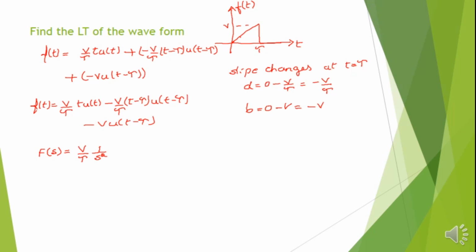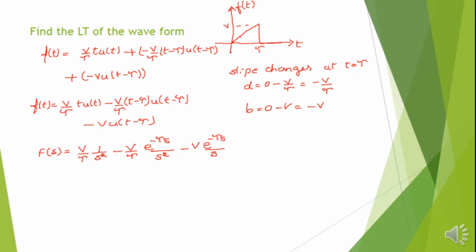Now what happens to this? Minus V by tau, it is a constant, times t minus tau u of t minus tau. So f of t minus tau u of t minus tau, what is the Laplace transform? e to the power minus tau s by s square. Then minus V is a constant, u of t minus tau, that is e to the power minus tau s by s.